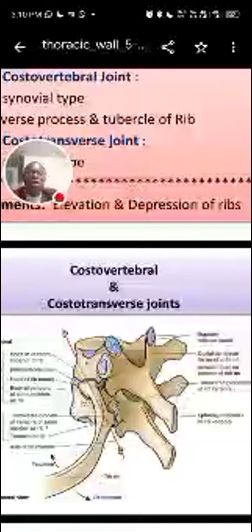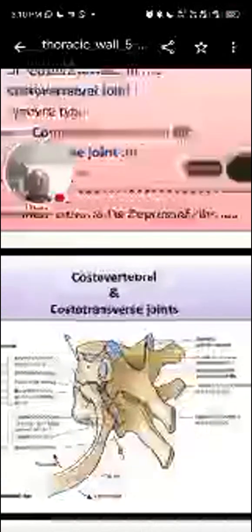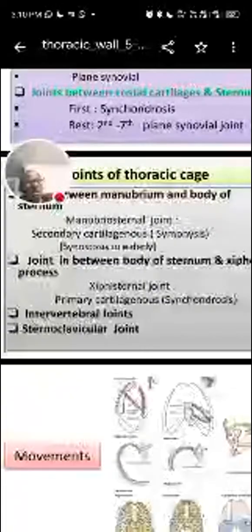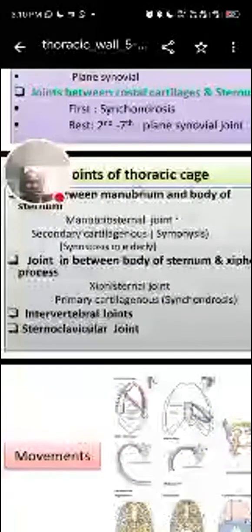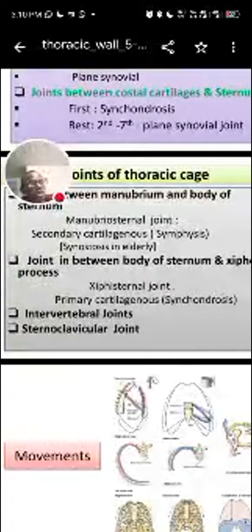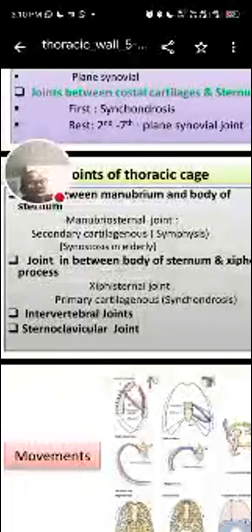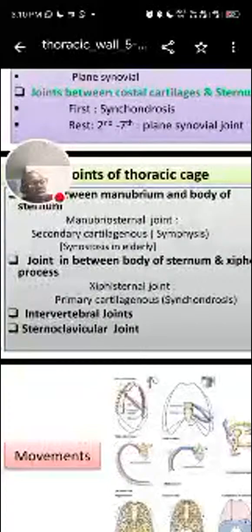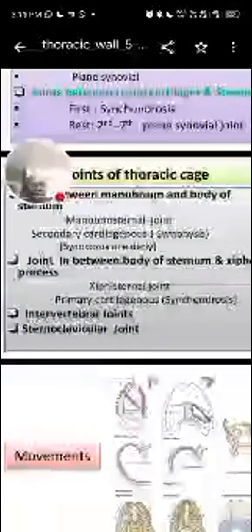All right, so we move on. We now talk about the xiphisternal joint, from the xiphoid process. Which other joint do we have there? We have the intervertebral joint. And we have the sternoclavicular joint. That's the joint between the sternum and the clavicle. Interesting joint, right?